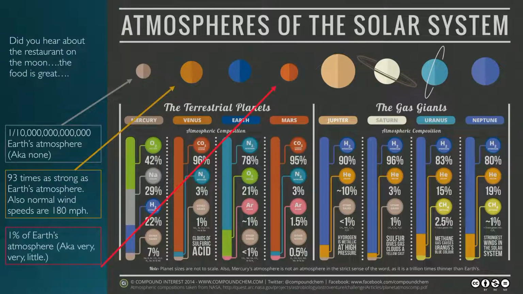Most of them, or 2 out of the 3, have almost zero atmosphere. So Mercury has one ten-trillionth of Earth's atmosphere, pretty much none. And the same problem is with Mars. Mars's atmosphere is almost completely made up of CO2, but it's only, again, 1% of Earth's atmosphere, okay? There's not very much of it at all. Venus has the other problem. Venus's atmosphere is 93 times stronger than Earth's.